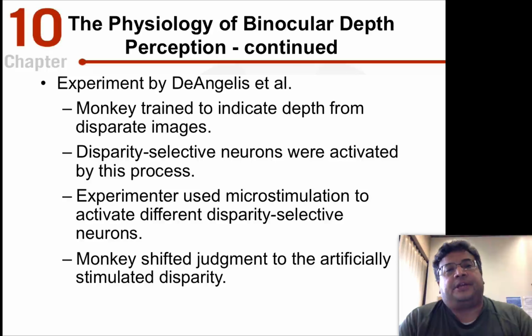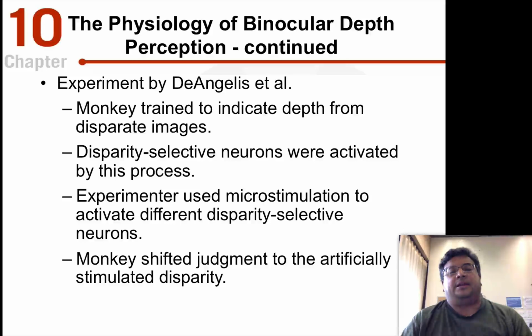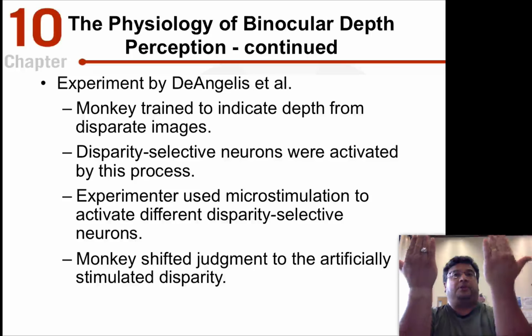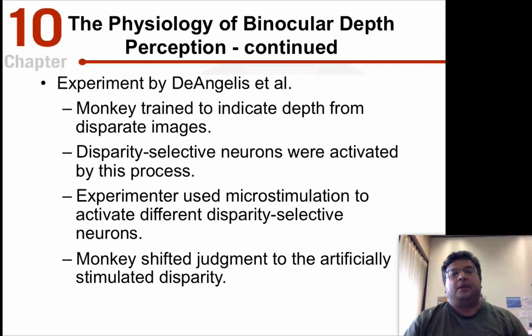DeAngelis did a study where a monkey was trained to tell how far things were by looking at images in a stereoscope. In other words, images that are slightly different from each other. And whenever they measured the activity in the monkey's brain in their visual cortex, they were able to find neurons that got activated whenever the monkey was doing this. So they found the neurons that were activated by doing this, and then what they did was they stimulated those neurons while the monkey was looking at something that didn't have any depth, right?